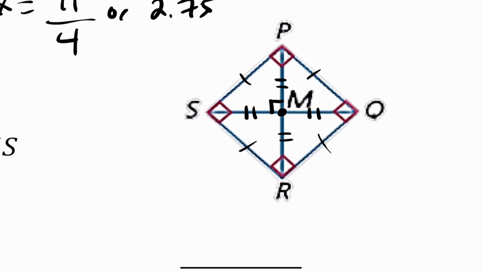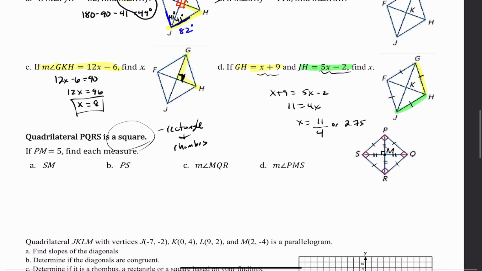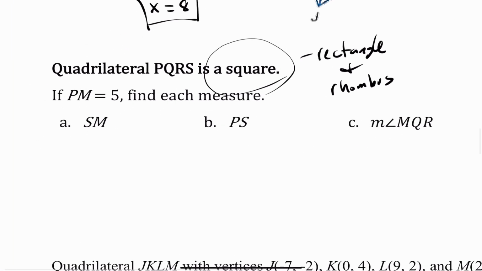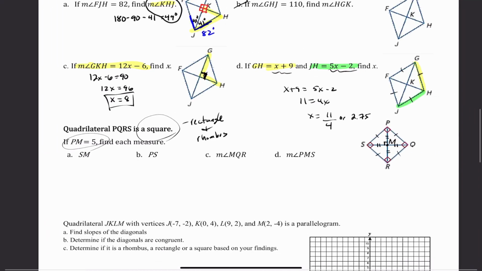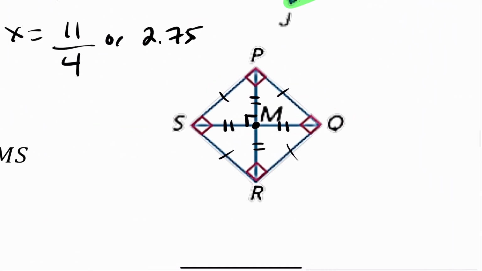All right, so that's good that we marked the picture. Now what I'm going to do is I'm going to look at the question. If the measure PM is 5, find the value of each measure. We know that PM is 5, so let's go ahead and circle that. PM is 5.